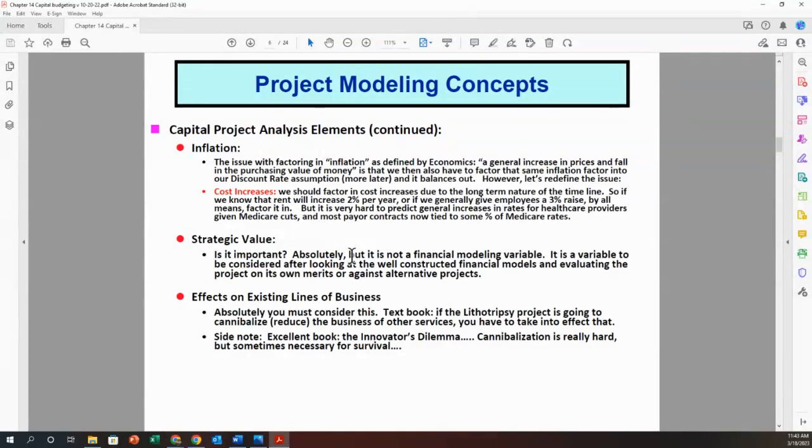consideration. A great book, kind of a side, if you ever want to read a great book, The Innovator's Dilemma. Cannibalization is really hard, but sometimes it's necessary for survival. So, you look at Sears Roebuck, to give some references, and I don't know if people know what Sears Roebuck is. 40 years ago, Sears Roebuck was the biggest department store in the world, right?